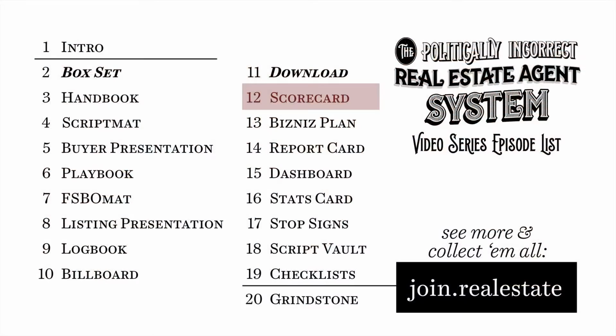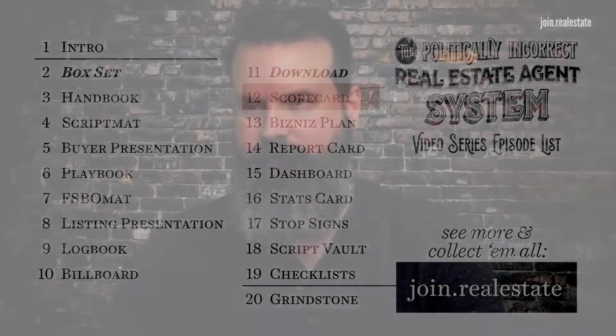Now, I want to show you this first. This is video number 12 in a series of 20. You can see that all those in the left-hand column are parts of the box set. Everything in the right-hand column, save the grindstone there, are part of a free download. And this is video number 12. It's the scorecard for buyers. And you just got to come on over to join.realestate to get your hands on it. Now, being that it's a download, it comes as a PDF. This is what it looks like.